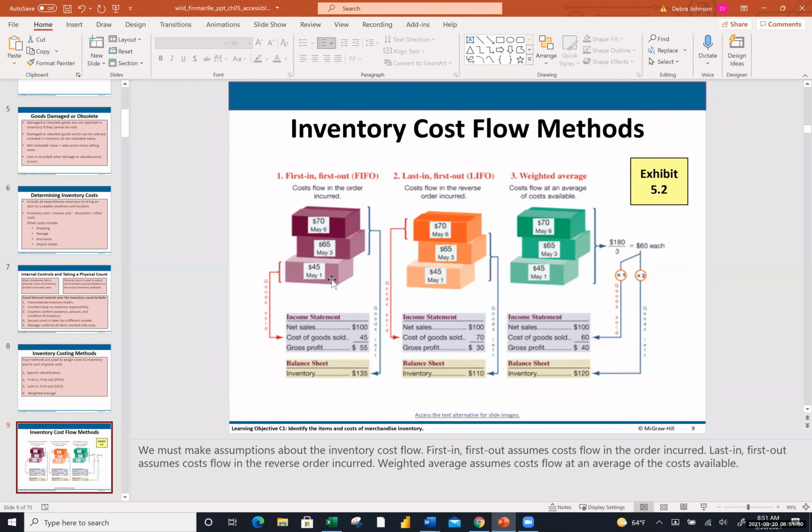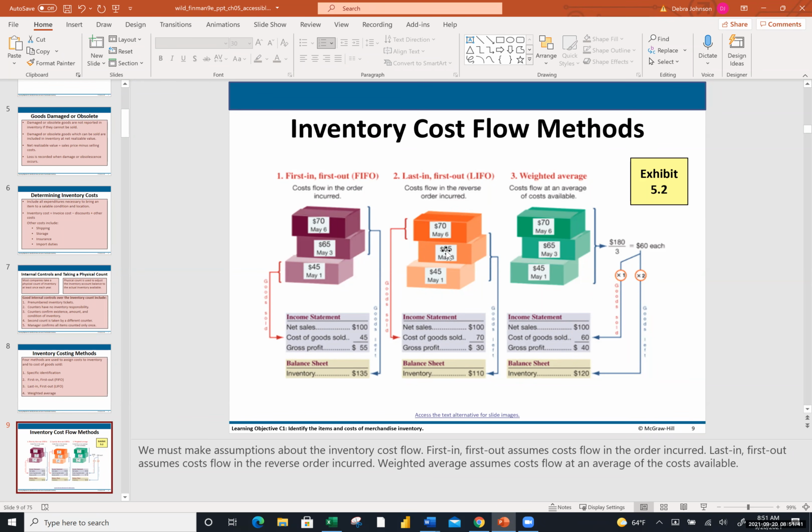As it should be, I think, in a regular cost flow environment. And what's left on top are the most recent prices. This is a period of inflation. Okay, how do I know that? Because I see it going May 1st from 45 up to 65 up to 70. And so in times of inflation, you're going to see that FIFO has the, let's see, I always have to think backwards on this. FIFO has the lowest cost of goods sold and the highest gross profit. You'll see that happening in the little income statements.